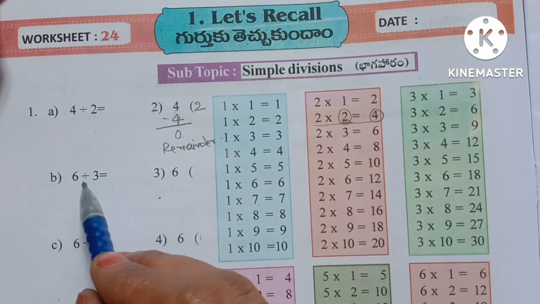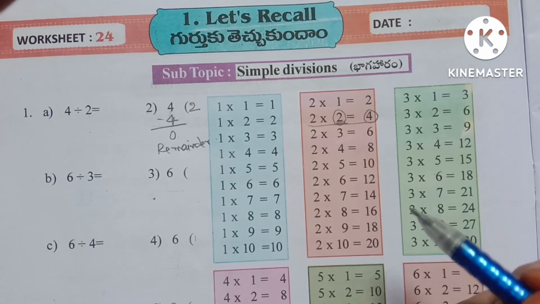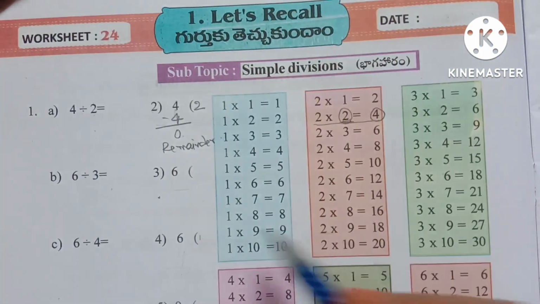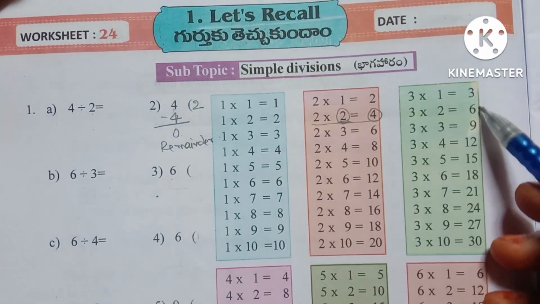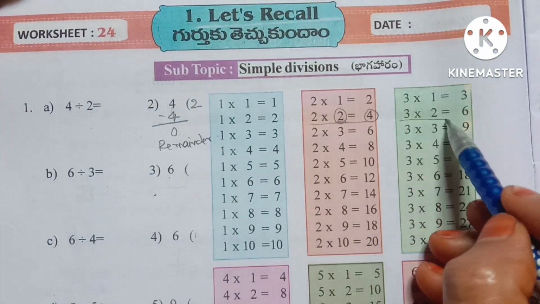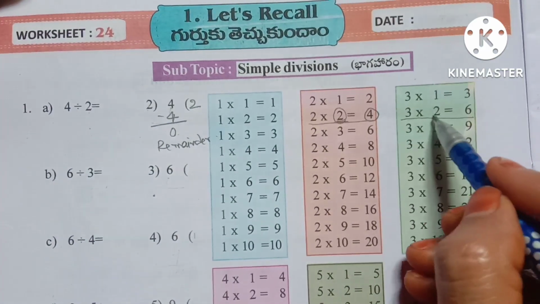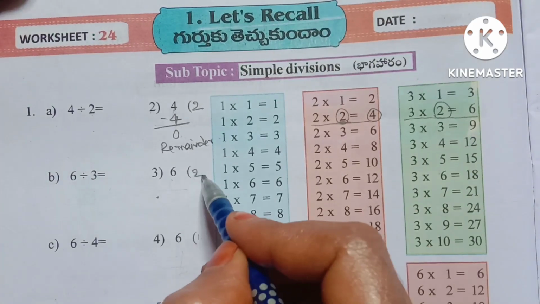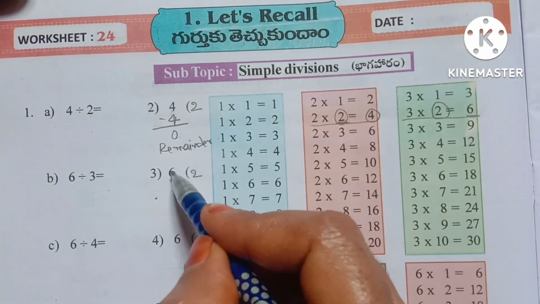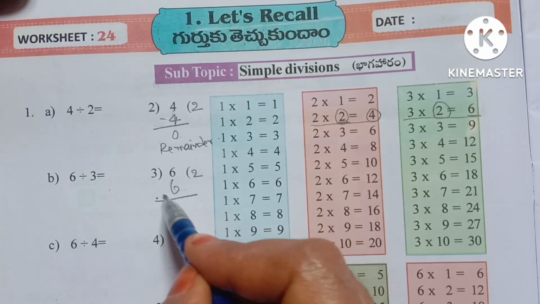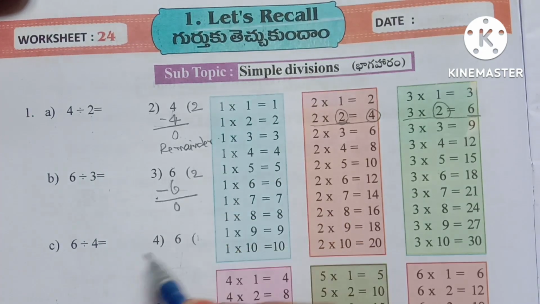Next B, 6 divided by 3. We have to observe third table till we get the number 6 here. So here 3 2s are 6. So we have to write 2 in question's place and write 6 under 6. Then subtract 6 from 6, we get 0.